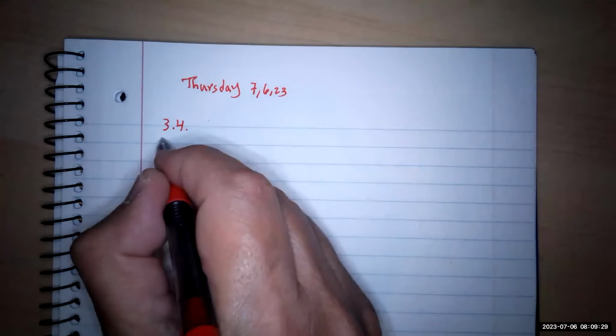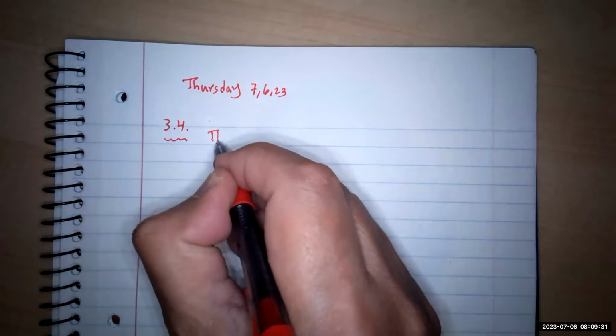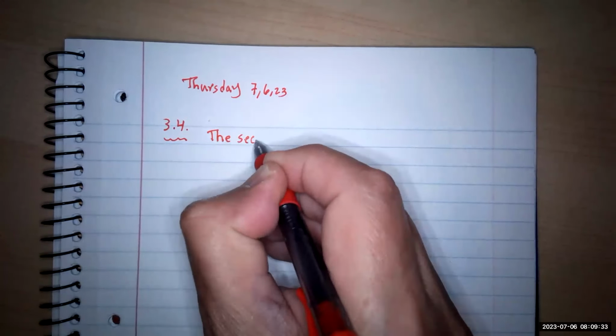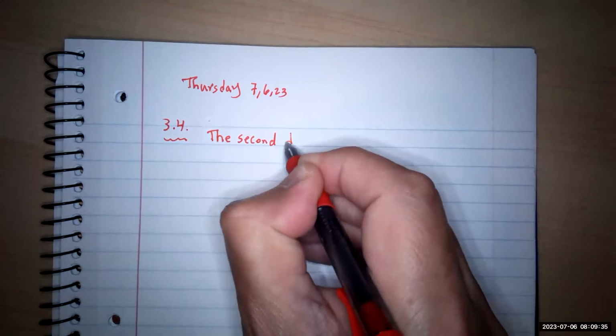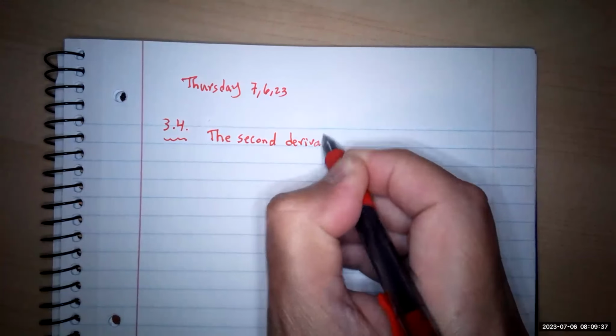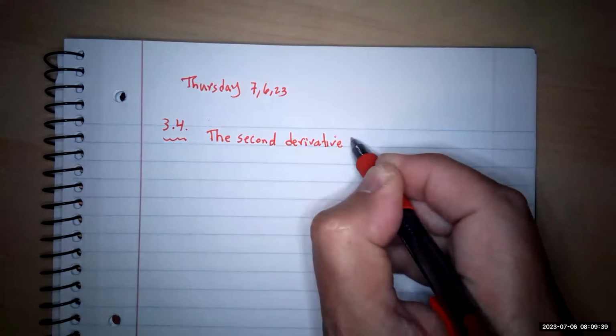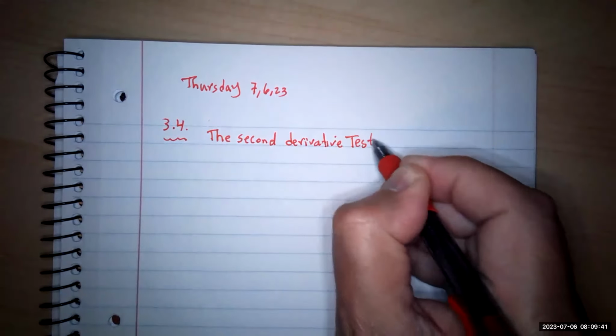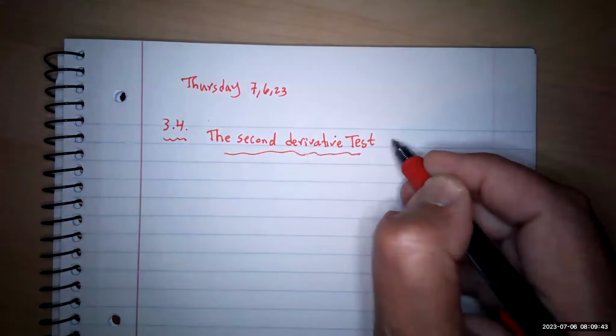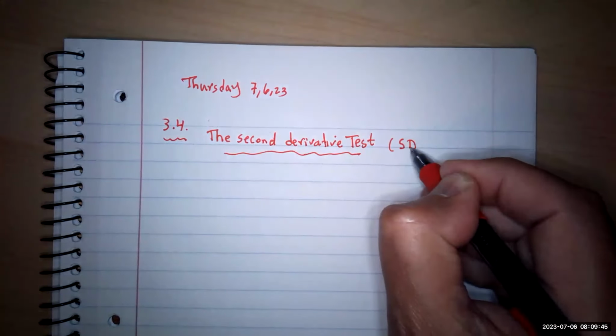3.4. What is the second derivative test? We already talked about the first. Second derivative test. We are going to use it quite a lot, so we refer to it as the second derivative test.